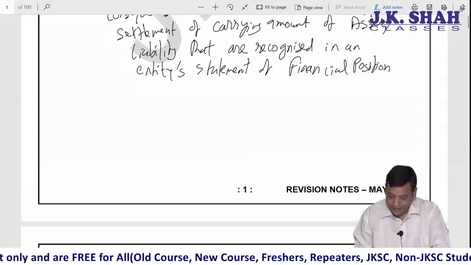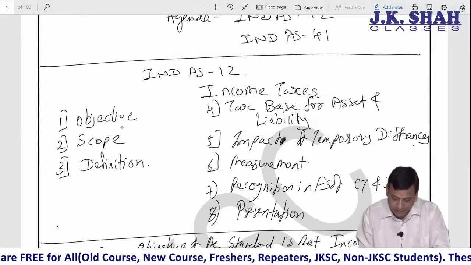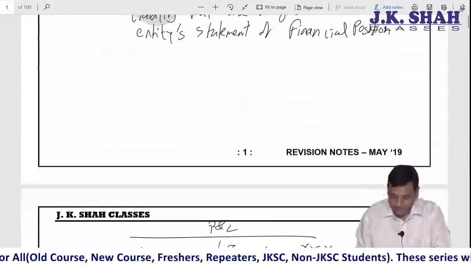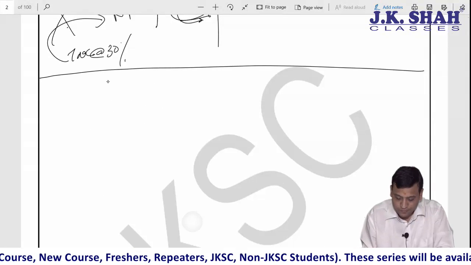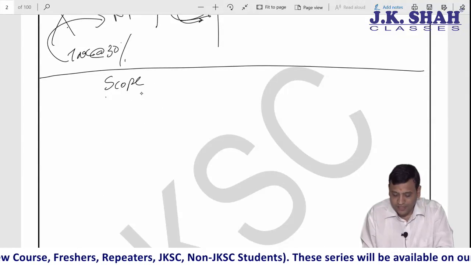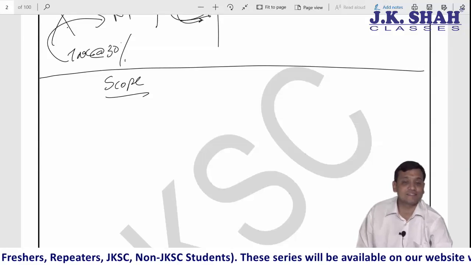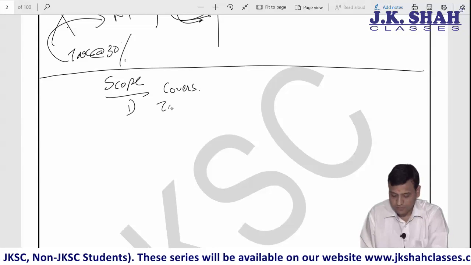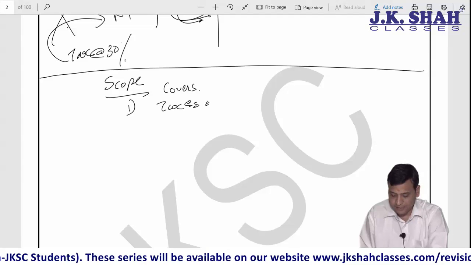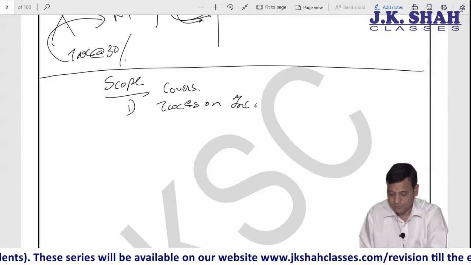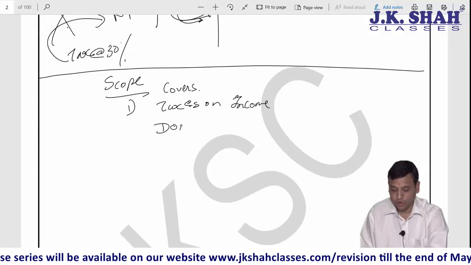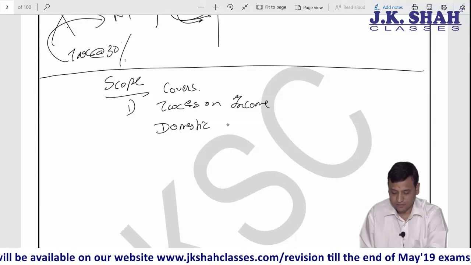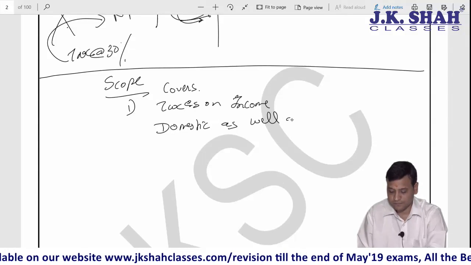Coming on to the second area. What is our second area? The scope. Now see, the name of the standard only gives me the scope. What is the name of the standard? Income tax. It means, can I say it covers taxes on income. Of course, domestic as well as foreign income.